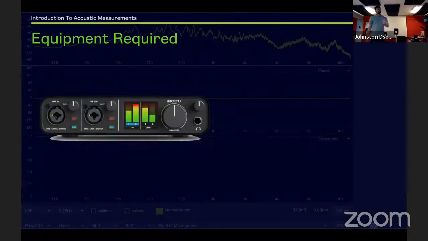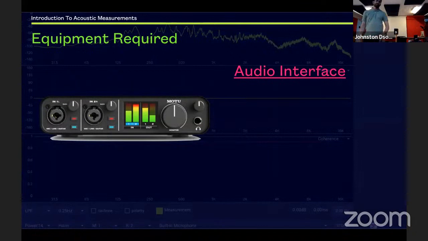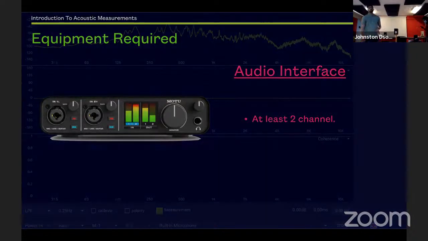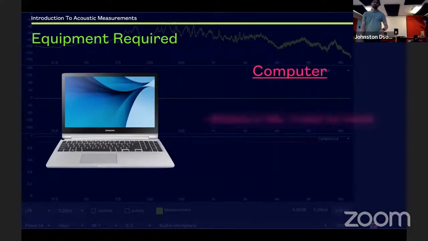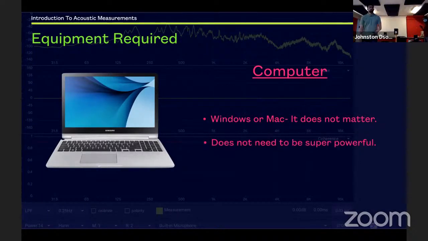Secondly, you need at least a two-channel audio interface with two inputs and two outputs at least. Third thing is you'll require any laptop. It does not need to be a super powerful computer. It can be any computer. Fourth, you'll need some sort of software to do the measurement.